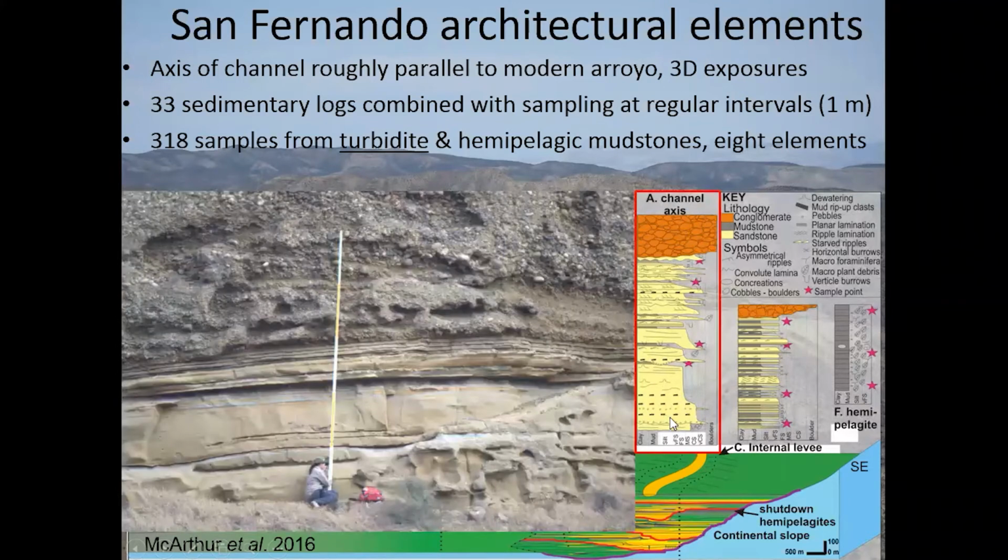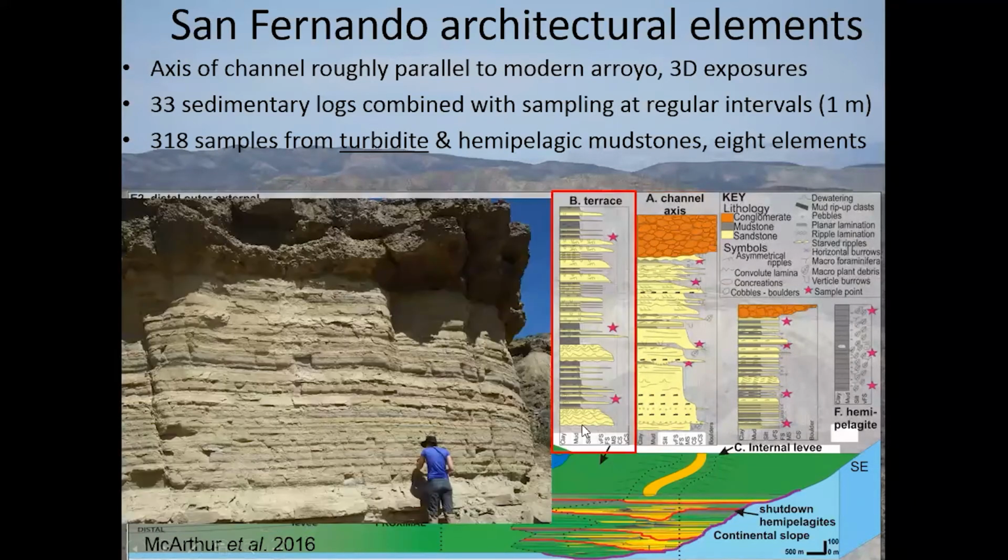So we have our channel axis, where we have the thickest beds with some strong erosion surfaces within them, often quite coarse-grained, but with some finer-grained, perhaps bypass-related fills that we can target for sampling. Then within our channel belt, we have areas that we're defining as the terrace, where we have quite erratic bed thicknesses, normally fairly tabular beds that may show a range of reflection structures and so on within them.